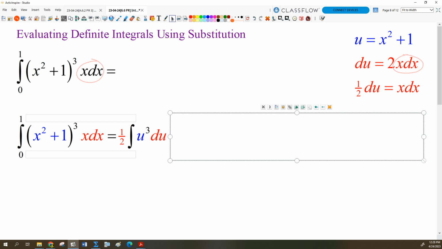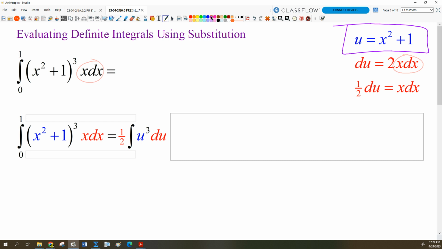Okay, but look what we did. We made a substitution from x's to u's. Our original limits of integration were in terms of what variable? Those were values of what variable? X, okay? So we've got to change the limits, right? And how do we do that? Well, we just go back to our substitution equation. That's what relates u's to x's. All we have to do then is ask ourselves, okay, when x equals 0, what does u equal to?